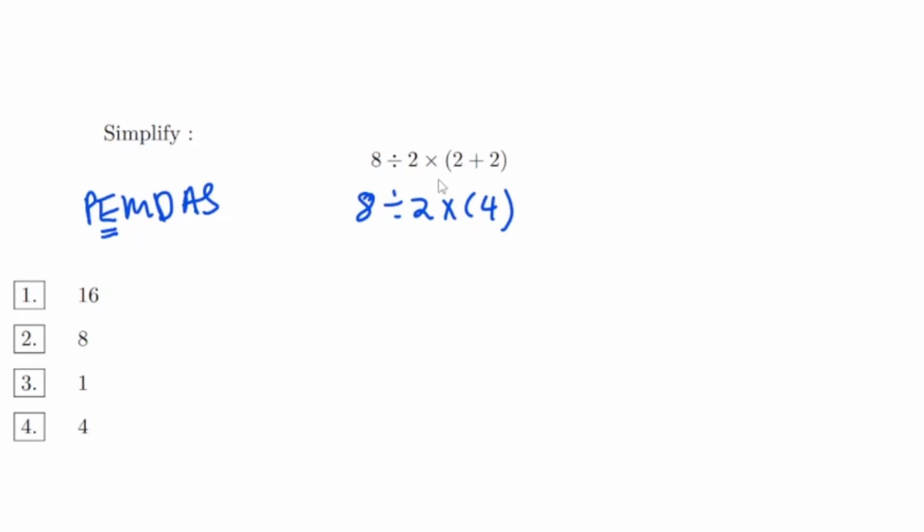So this is 8 divided by 2, which is 4. So this whole thing comes out to 4. This is just 4 times 4, which is 16. So this is the correct answer.